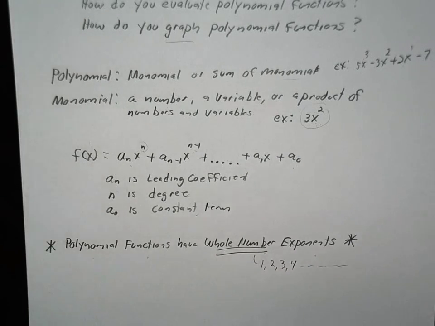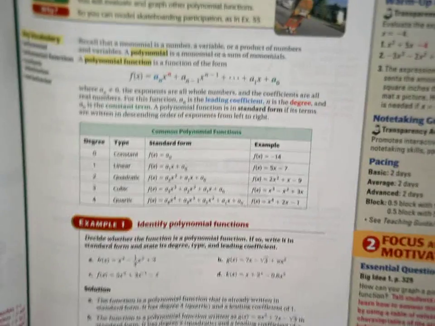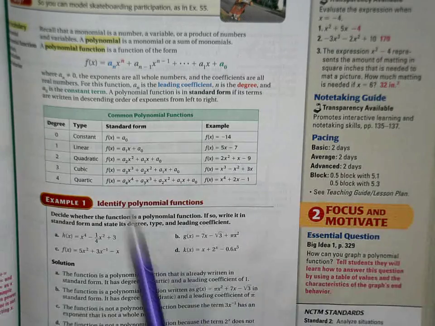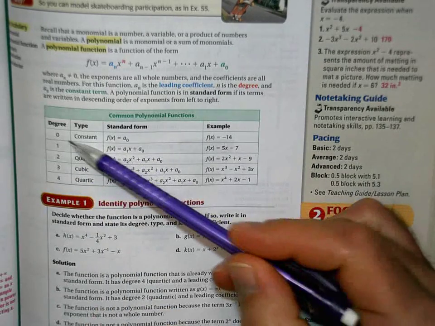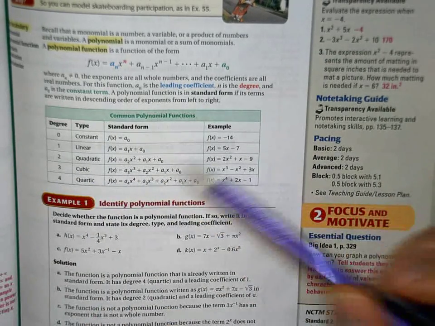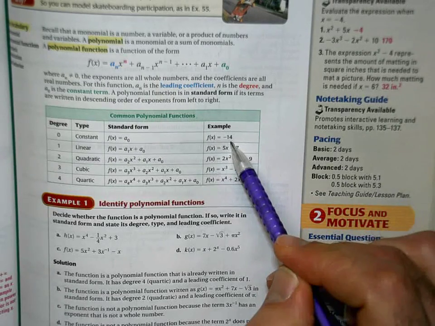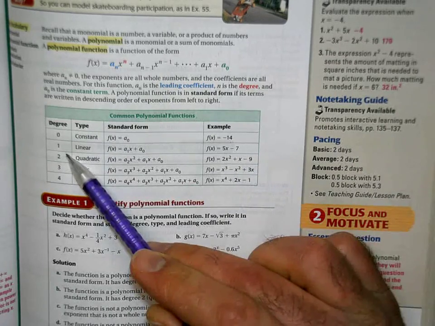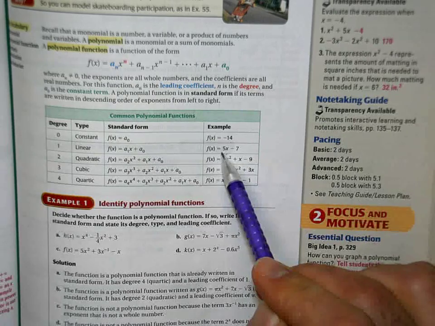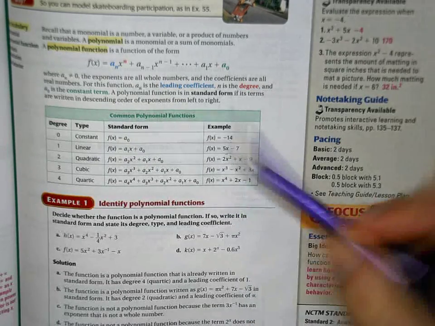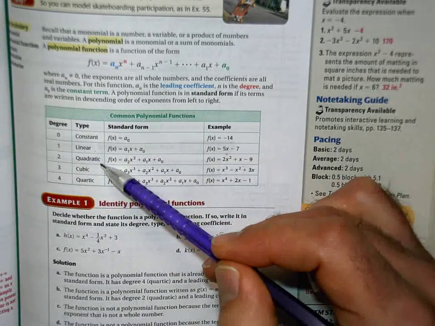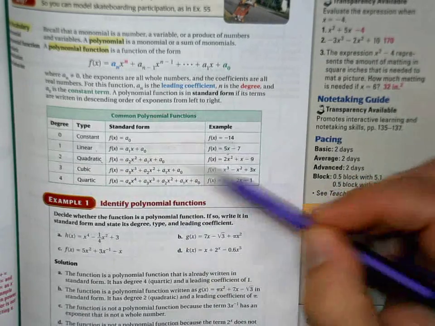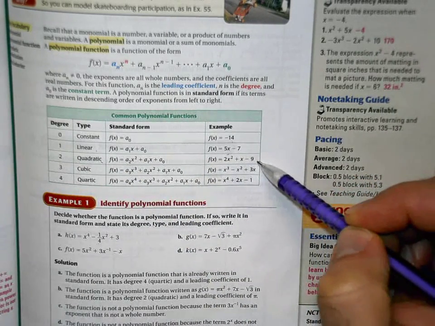So in your book on page 337, I'm going to slide my book over here, is a chart of common polynomial functions. And they have special names. A degree 0 is just a constant. So just having a number like f of x equals negative 14 is technically a polynomial of degree 0. Degree 1 means it just has an x term. It's linear, 5x minus 7, because the biggest exponent is a 1. A degree 2 is a quadratic. It has a squared term in it, like this one, 2x squared plus x minus 9.